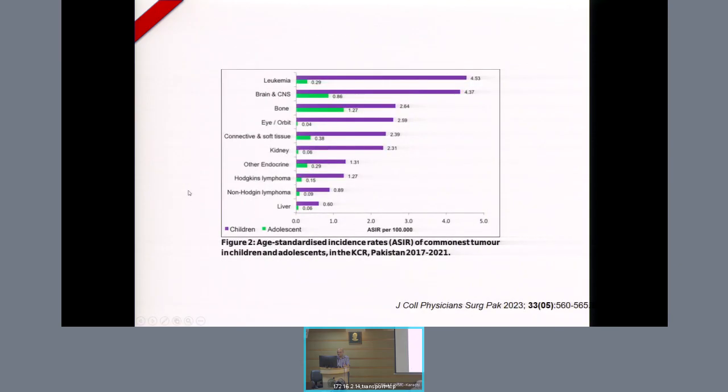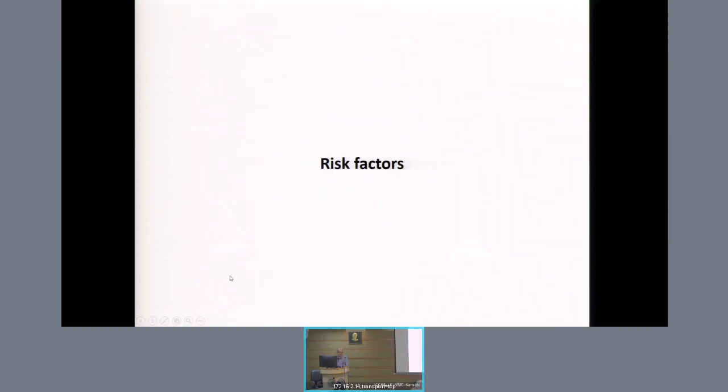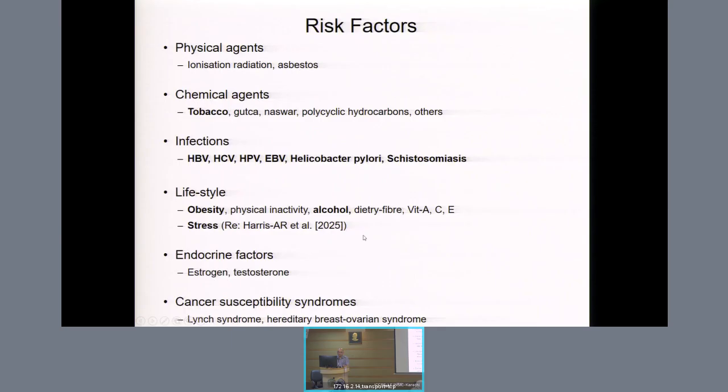This is in children: leukemia, brain tumors, bone tumors on the pediatric side. Now, what are the risk factors? Ionizing radiation and asbestos are the physical agents. Among chemical agents are tobacco, gutkha, naswar, polycyclic hydrocarbons and other chemicals. So tobacco is the most important of these.